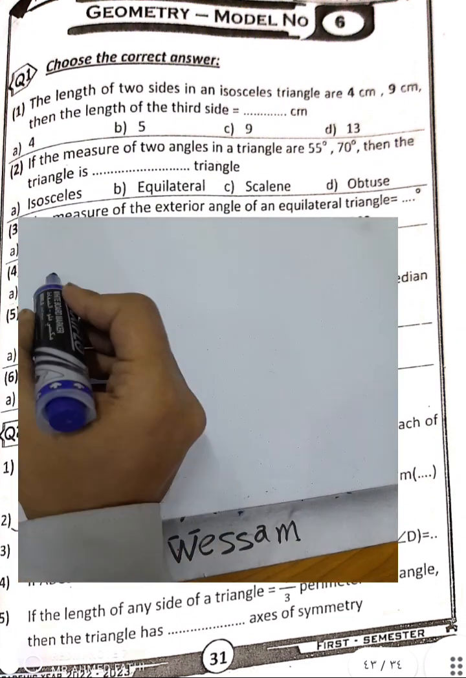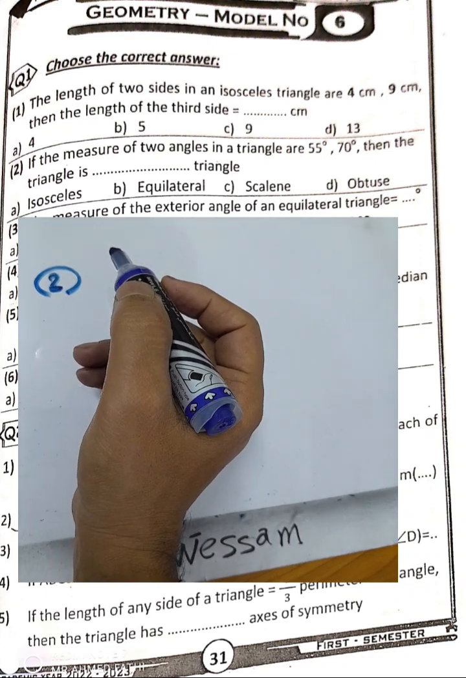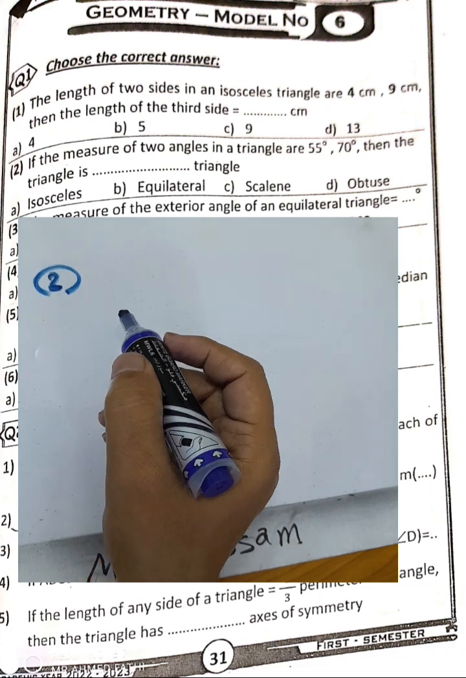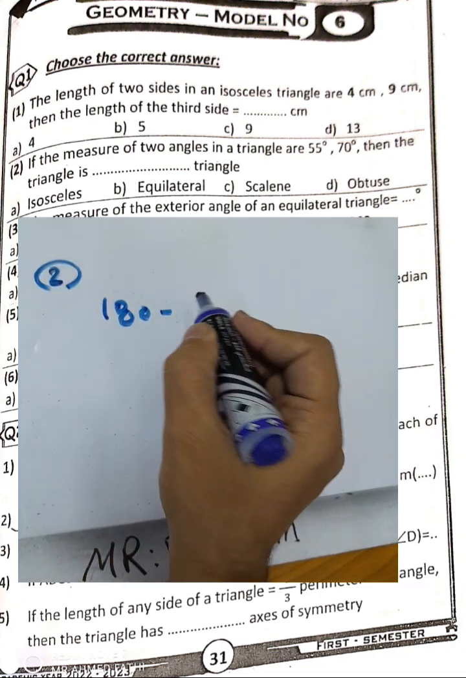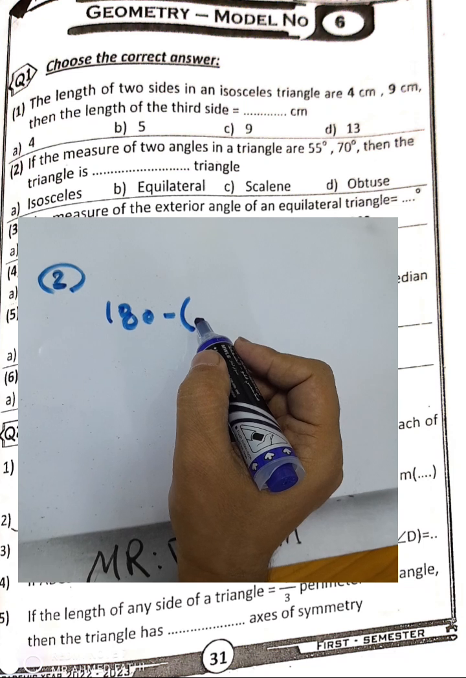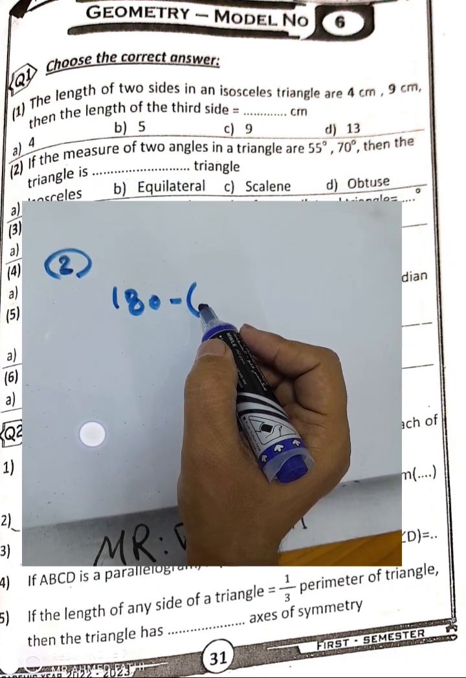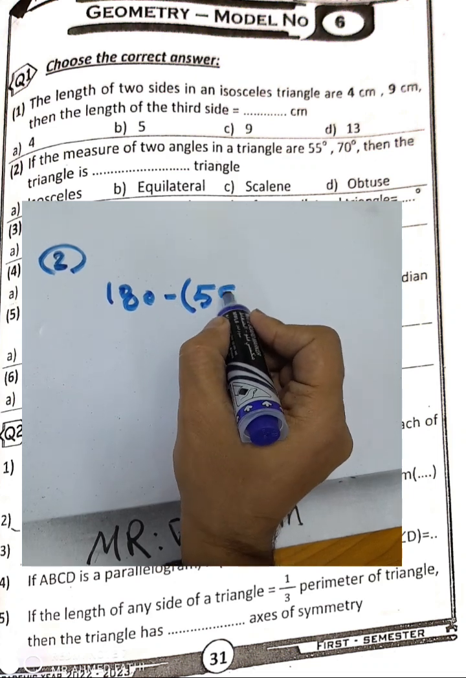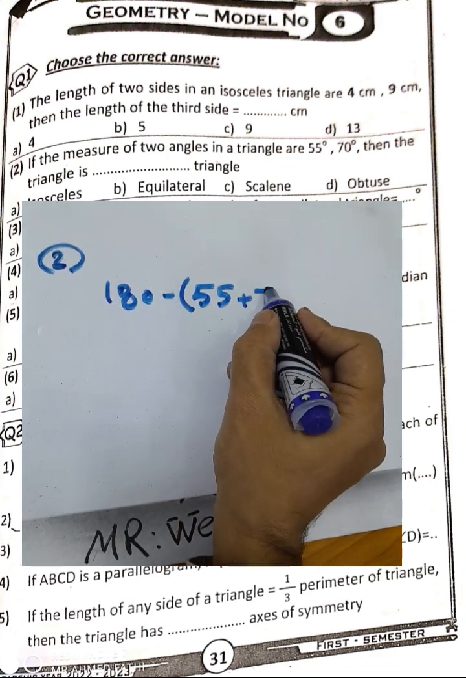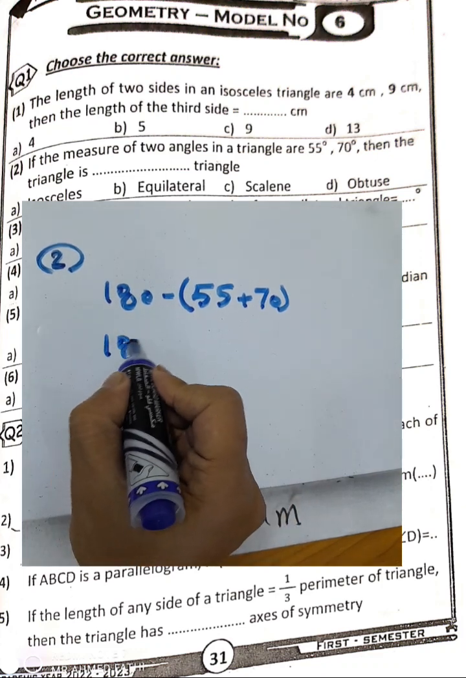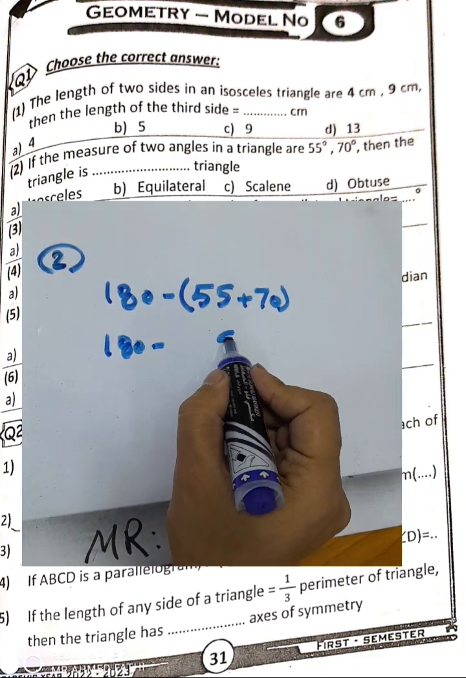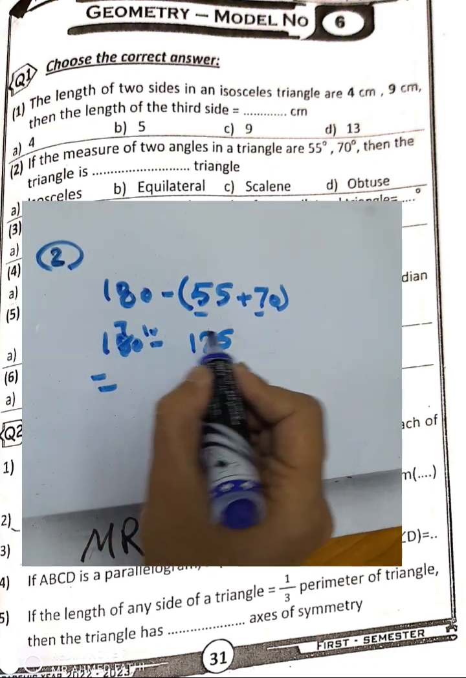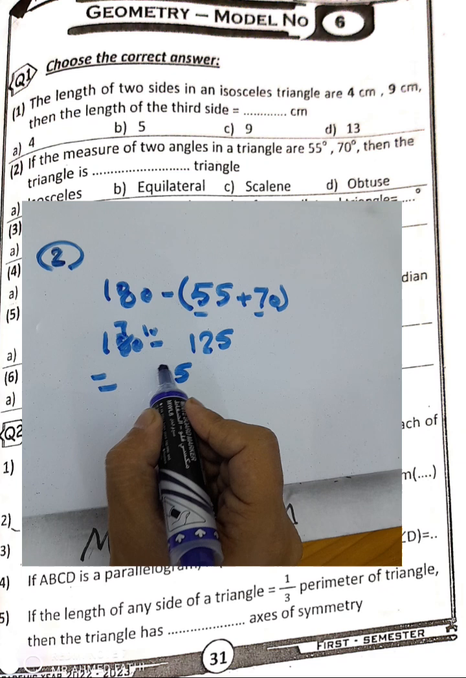Question number 2. If the measure of two angles in a triangle are 55 and 70, then we can write the measure of the third angle in the triangle, because we know the sum of interior angles in a triangle equals 180. Then the measure of the third angle we can write as 180 subtract 55 plus 70. Write 180 subtract 0 plus 5 equals 5, 7 plus 5 equals 12, 0 minus 5 we can't do it, 10 minus 5 will be 5, 7 minus 2 will be 5.